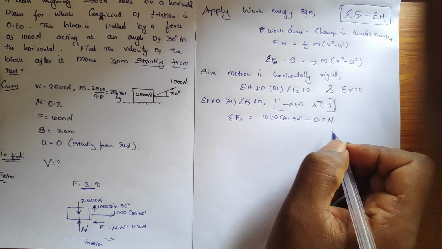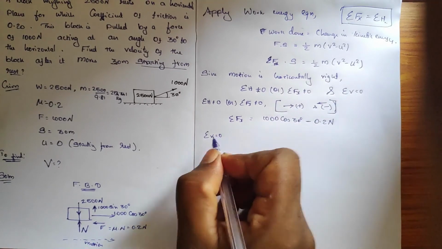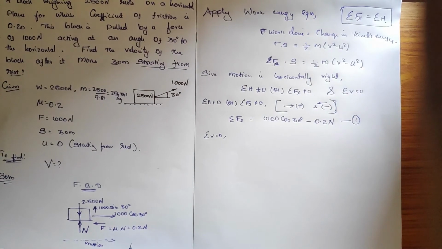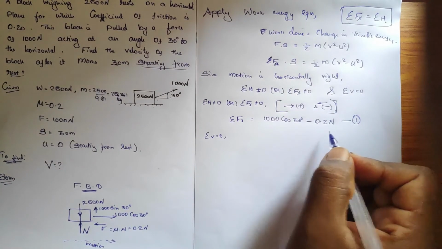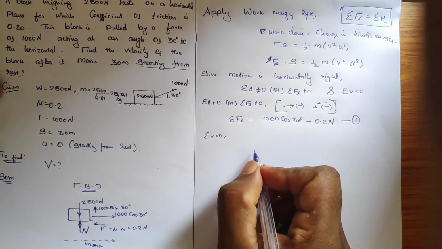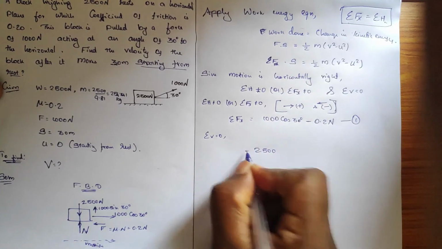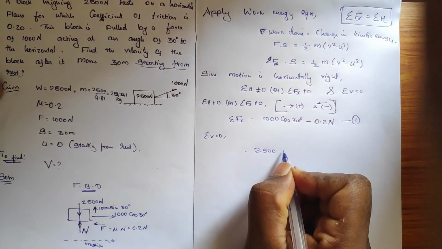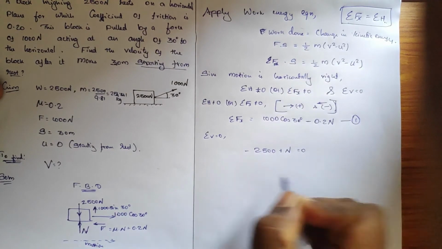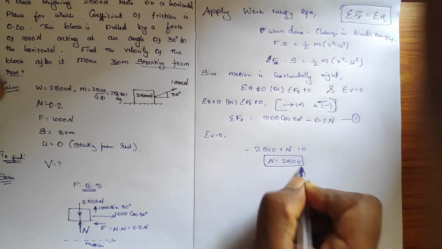So here the unknown reaction is the normal. What I am going to do is apply sum of vertical force equal to 0, and take the previous one as equation number 1. If I apply sum of vertical force equal to 0, the vertical force here is 2500 Newton, which is downward, so minus, and the normal reaction is an upward force, so it is positive, N, which is equal to 0. So N is equal to 2500.